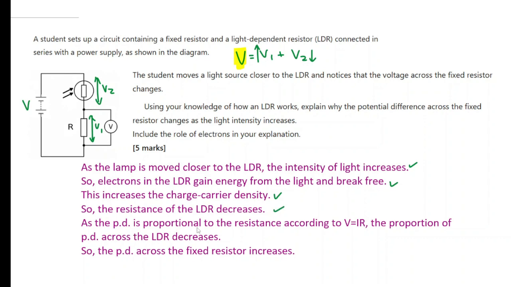As the PD is proportional to the resistance according to V equals IR, the proportion of the PD across the LDR decreases. So the PD across the fixed resistor increases. Now you got 6 different points here. To get 5 marks, if you write 5 valid points, you should get full marks.